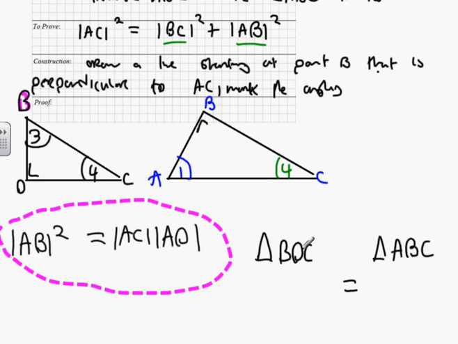Now, let's start off with what we know. Let's start off and get some easy marks, okay? We know that angle 4 is in both triangles, don't we? So we can say angle 4 equals angle 4, reason? Common angle. Angle 4 is an angle, okay?